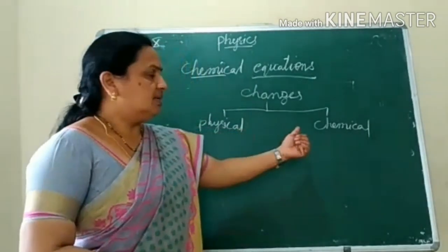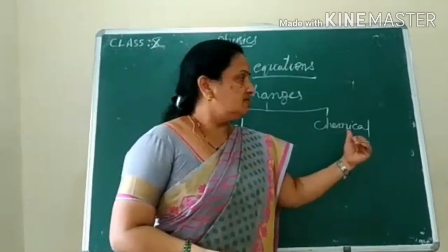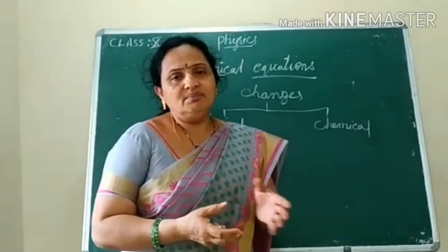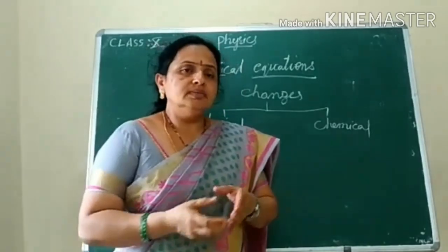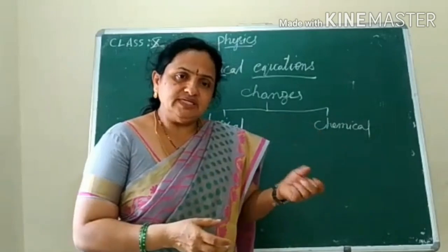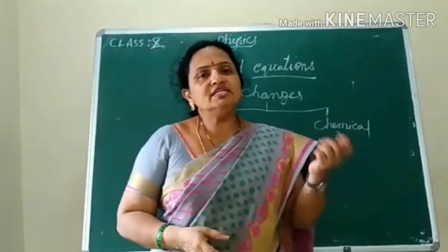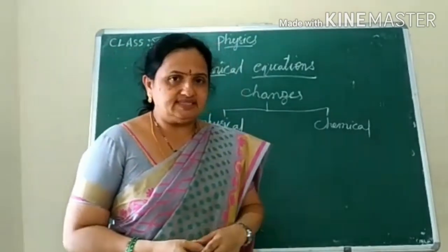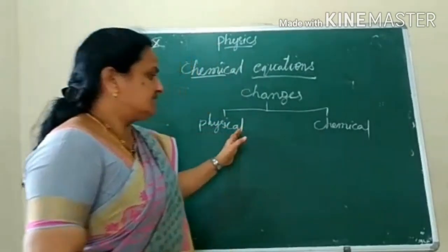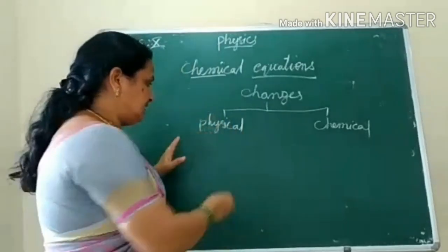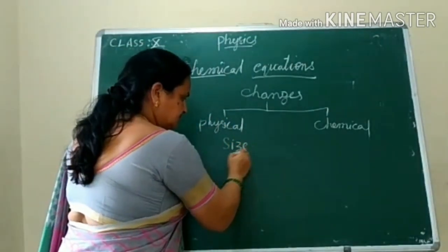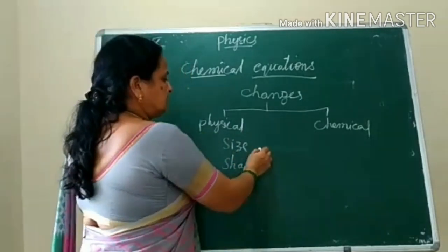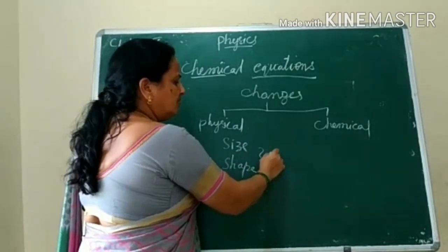Now a chemical change. Suppose, for example, how milk becomes curd. The milk is milk only. The taste is different in the milk stage, but when it becomes curd, its taste changes. Here, in a physical change, we can see the change in size and shape. So mostly these physical changes are permanent.